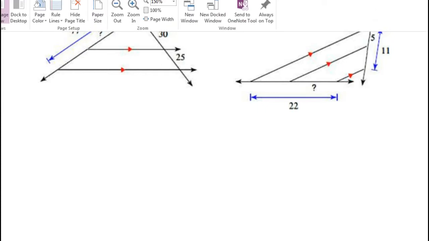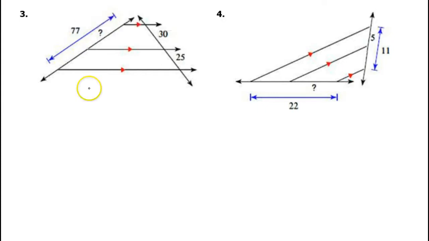Okay, let's be careful. I need to remind you of one more thing. Let's talk about what happens when we have a segment that is split up into two pieces, and then we're dealing with parts and we're dealing with the whole. So let's say this whole thing was 10.